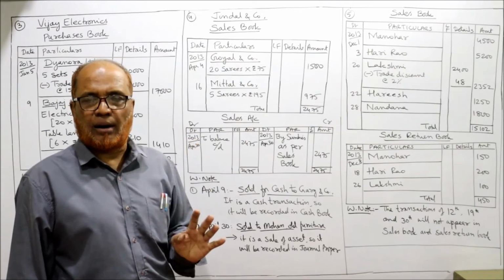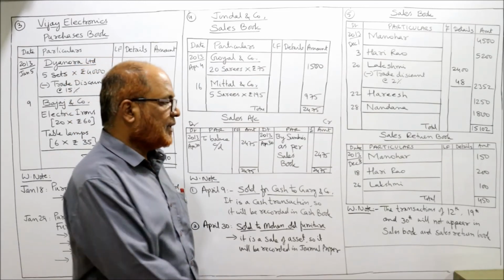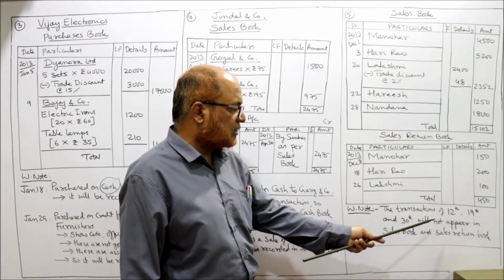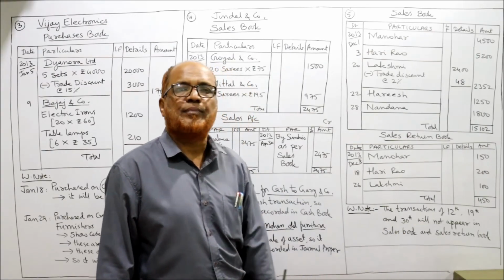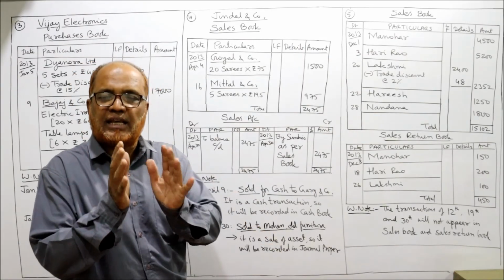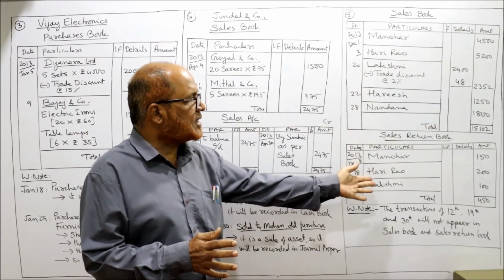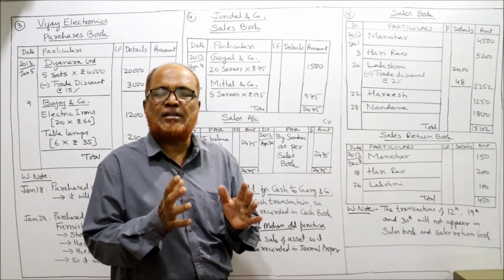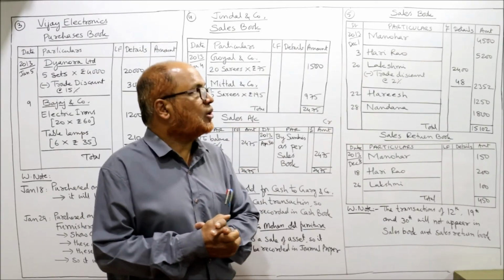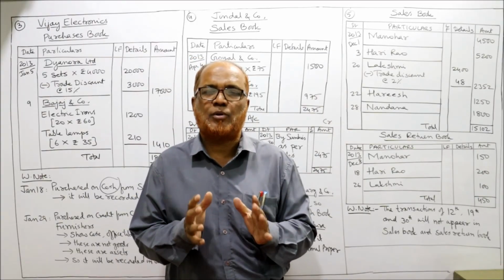3 transactions will not appear in the sales book and sales return book. Which are the 3? In the working note I have written the transactions of 12th, 19th and 30th will not appear in the sales book and sales return book. These are the 3 transactions which will not appear either in the sales book or in the sales return book. Remaining all transactions we have recorded. So these are very easy problems on subsidiary books. So we have completed totally 5 problems on subsidiary books.